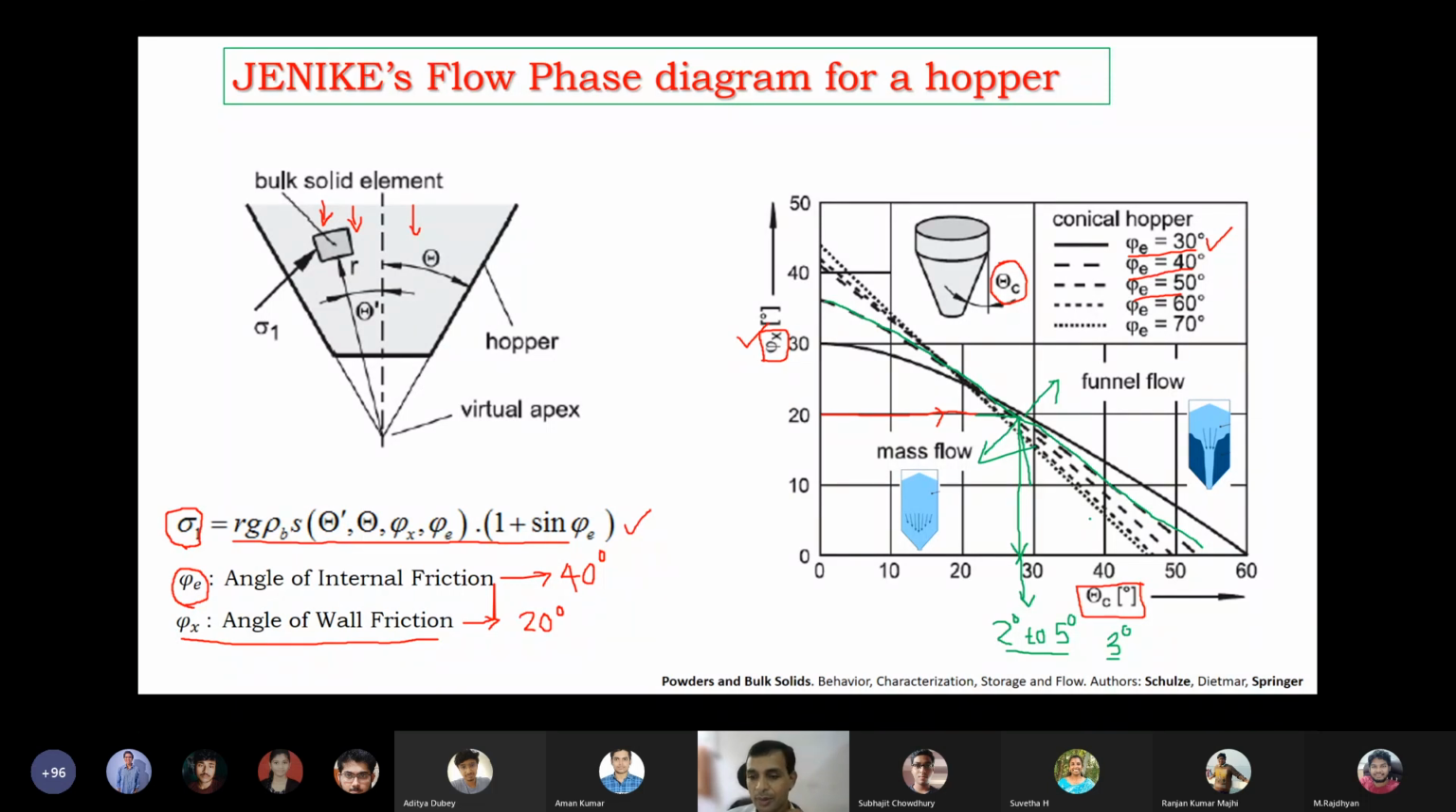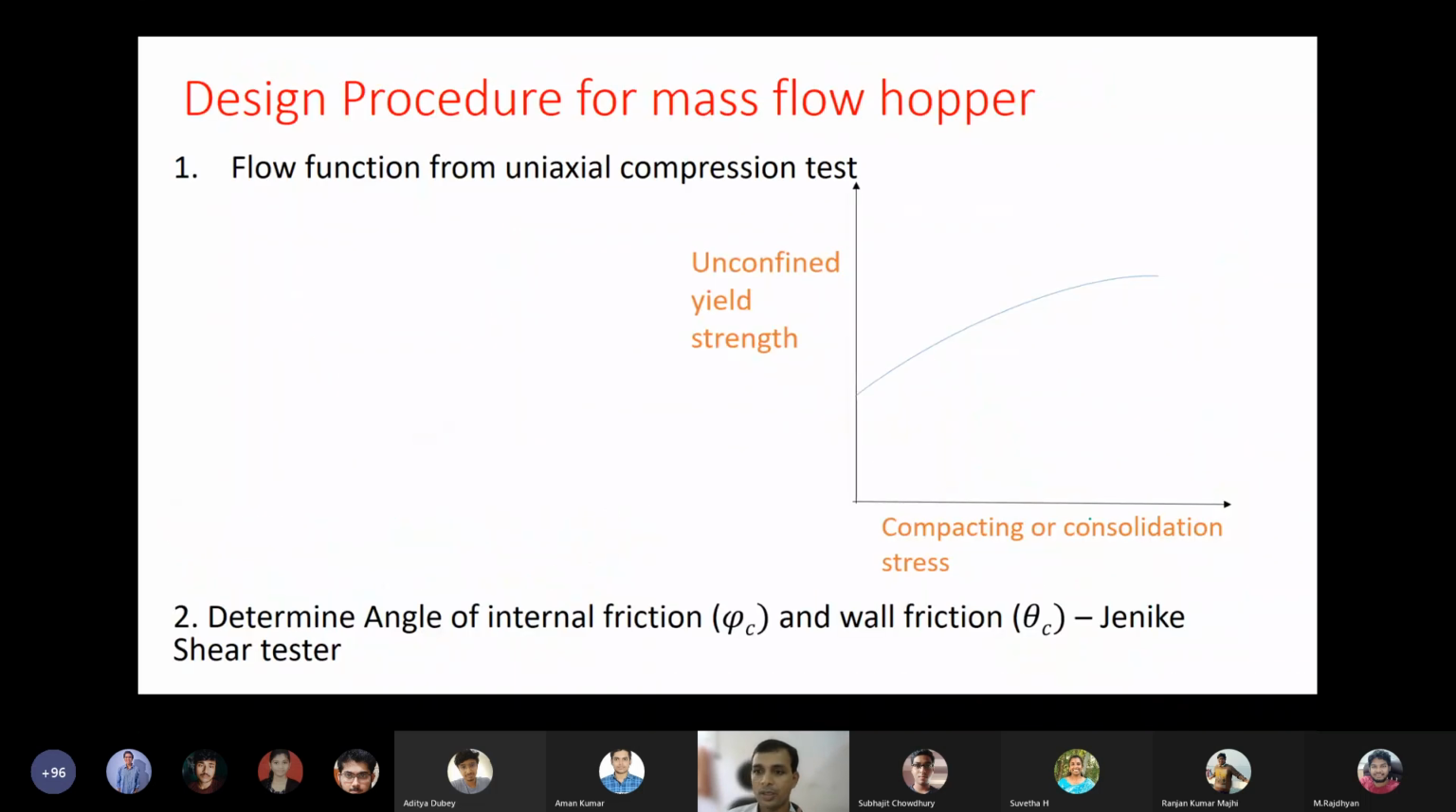In the previous slide, I explained the angle of internal friction and the angle of wall friction. Based on this, we find the conical hopper angle from Jenike's empirical correlations or empirical diagram. I think I have covered almost all fundamentals, concepts and procedures so far. So let us go into the design procedure. Whatever I explained before, I have summarized into various steps.